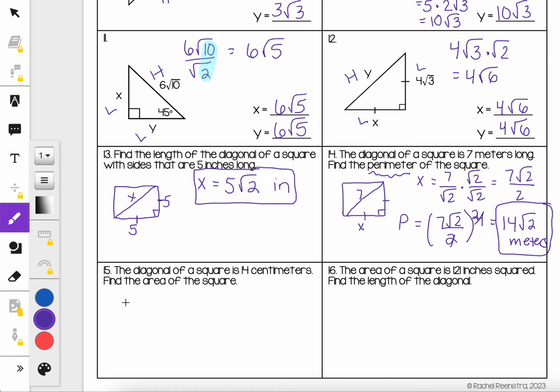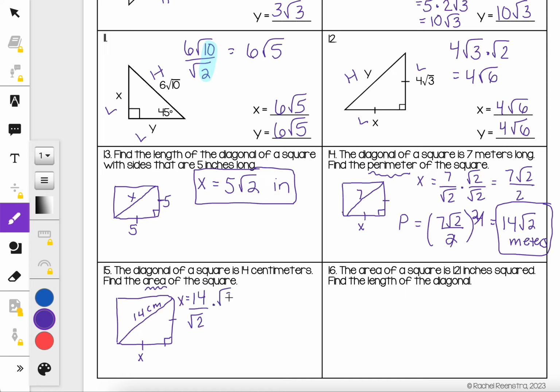15 is giving me, again, the diagonal of a square. So the diagonal is 14 centimeters. And instead of finding the perimeter, we want to find the area. Now, in order to do that, again, we do need to know the side of the square. So I have my 45, 45, 90 triangle. I want to find the side. So if I'm given my hypotenuse, I want to find a leg. I'm going to divide by the square root of 2.